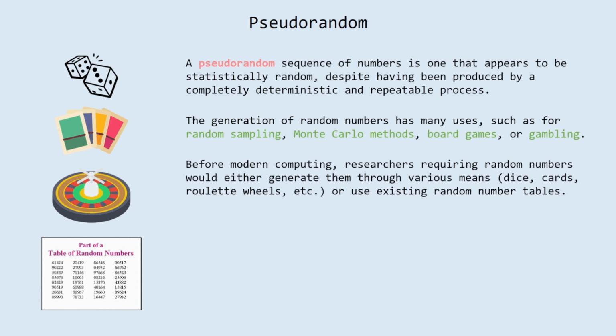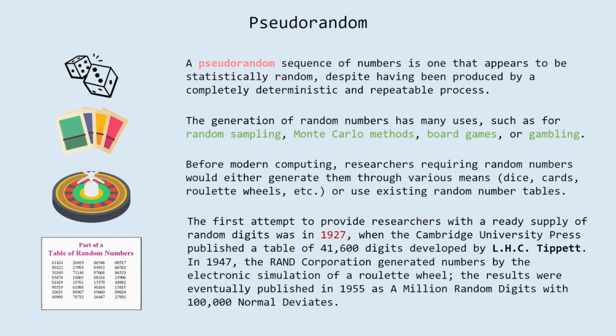Before modern computing, researchers requiring random numbers would either generate them through various means, dice, cards, roulette wheels, etc., or use existing random number tables. The first attempt to provide researchers with a ready supply of random digits was in 1927, when the Cambridge University Press published a table of 41,600 digits developed by L.H.C. Tippett. In 1947, the RAND Corporation generated numbers by the electronic simulation of a roulette wheel. The results were eventually published in 1955 as A Million Random Digits with 100,000 Normal Deviates.